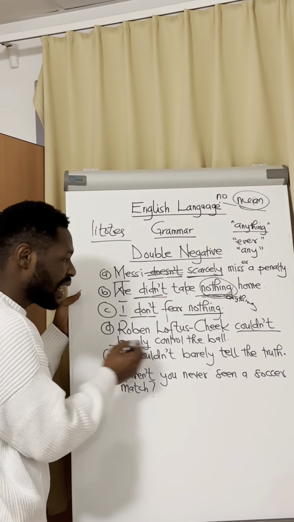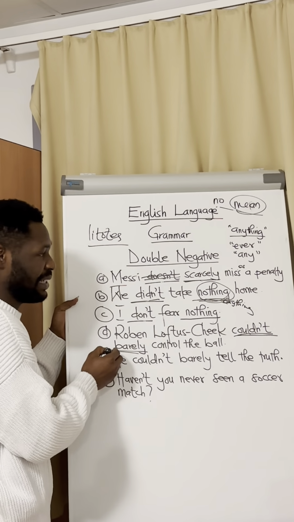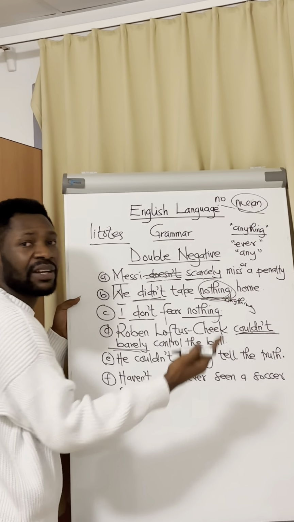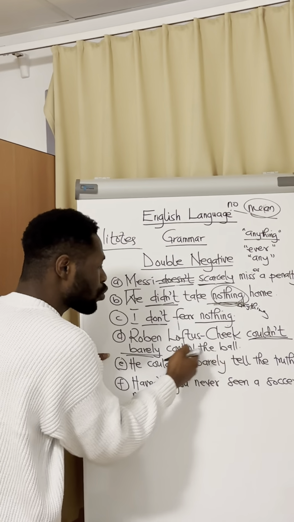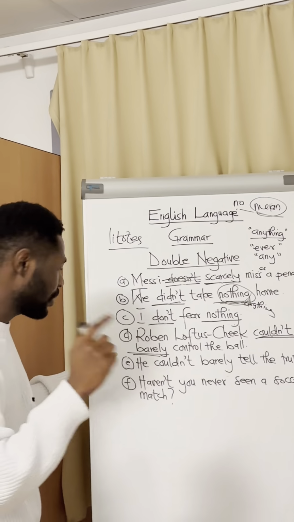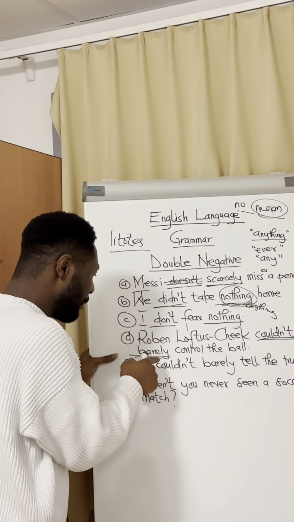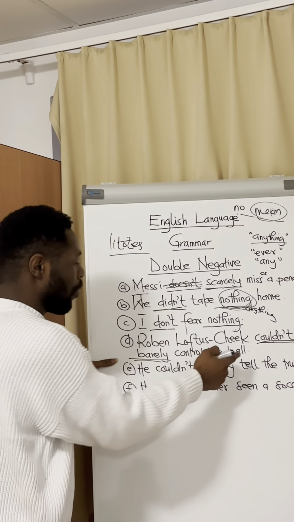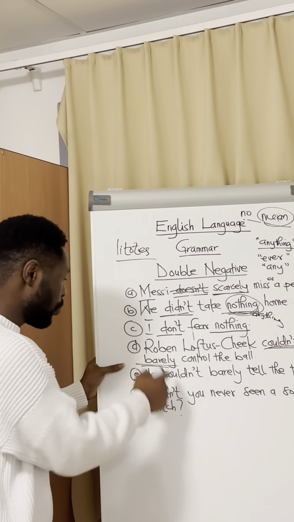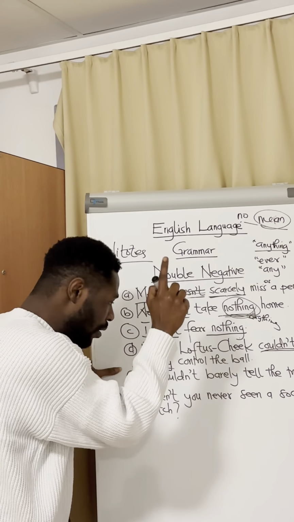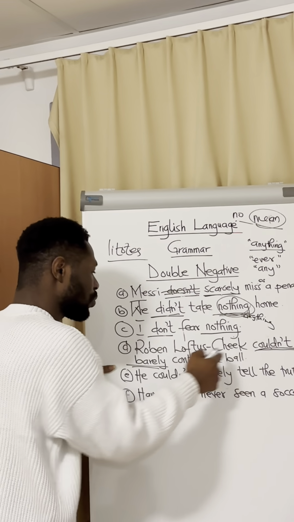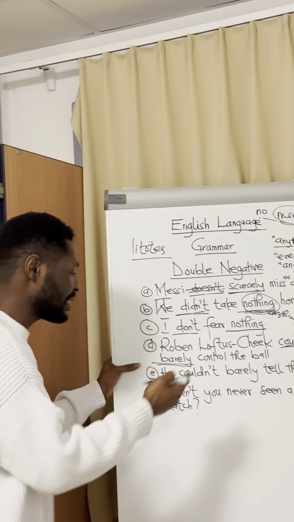But the point is you can have couldn't and barely, just like doesn't and scarcely. You maintain one. What do you say? Ruben couldn't control the ball. That's correct. Or Ruben barely controlled the ball, because we are talking about the past tense. So Ruben barely controlled the ball. Or Ruben couldn't control the ball. And that is it.